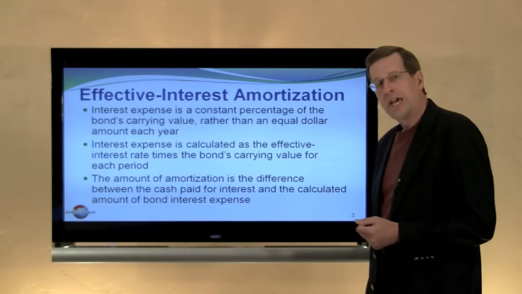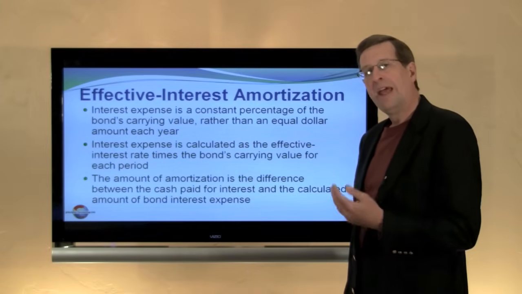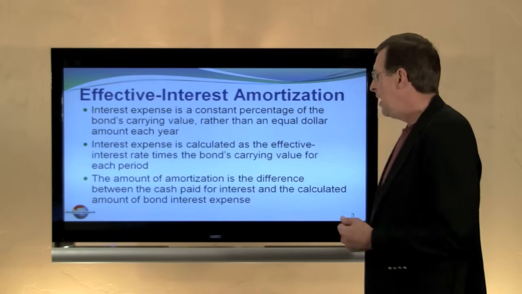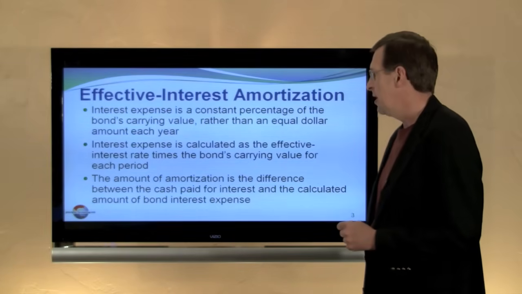The amount of amortization is the difference between the cash paid for interest during a period and the amount that's calculated under the formulation of carrying amount times effective interest rate.